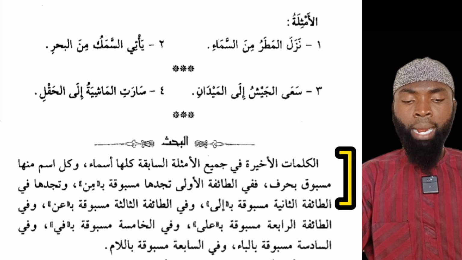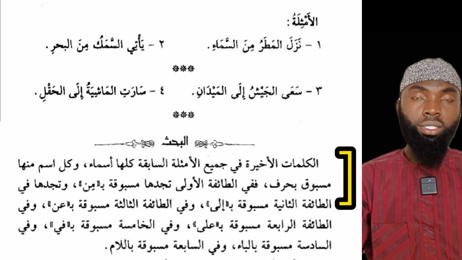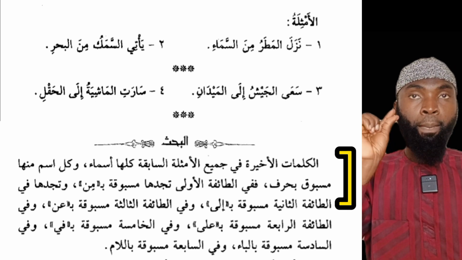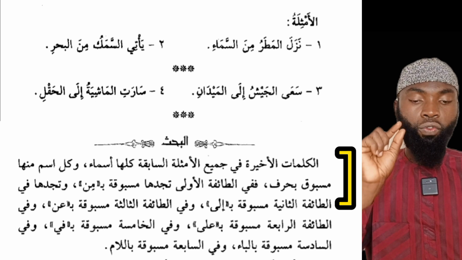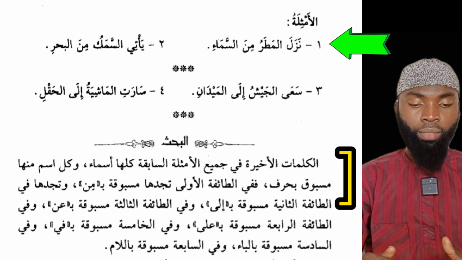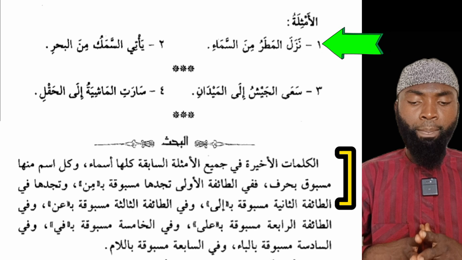وَكُلُّ اسْمٍ مِنْهَا مَسْبُوقٌ بِحَرْفٍ. And we also find out that these last words, which are nouns, are all preceded by a particle, a harf, a preposition. فَفِي الطَّائِفَةِ الْأُولَى. We'll find out that in the first column, that's in the first two sentences, تَجِدُهَا مَسْبُوقَةً بِمِنْ.